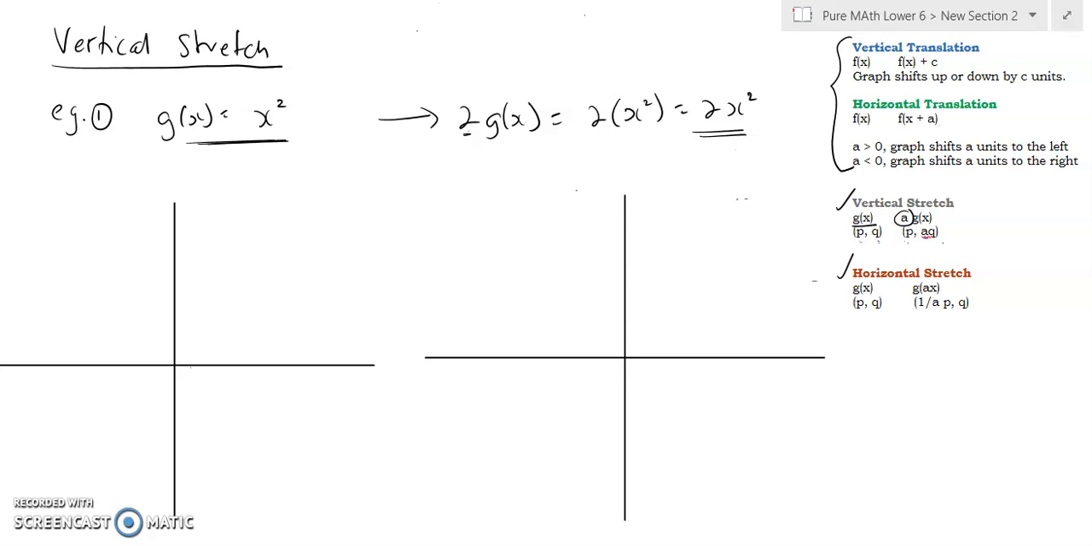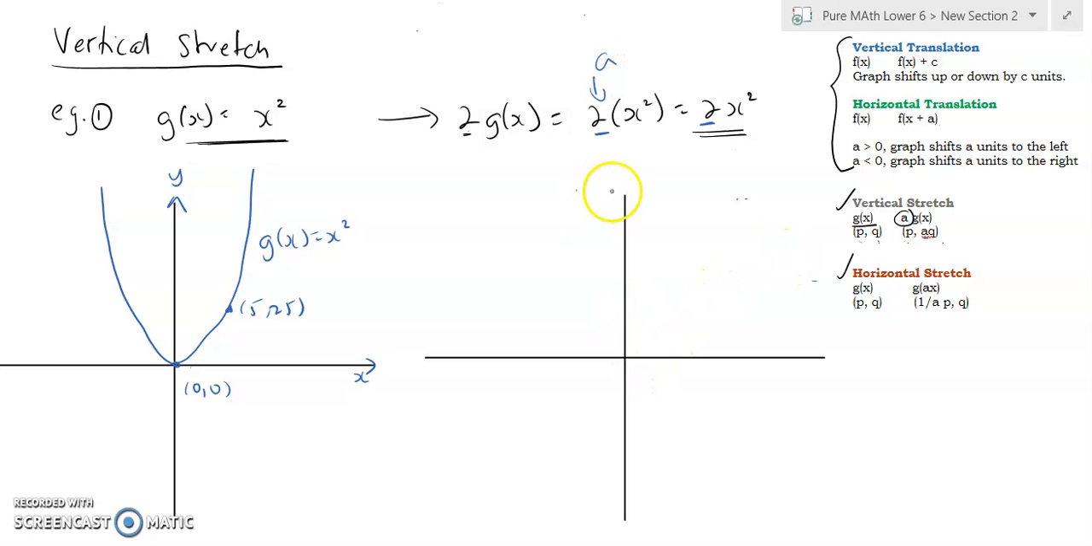So my original graph would kind of look like this, right? This line, the y-axis, would be the symmetrical line for it. So this is g of x equal to x squared. Right? So I'll have many points here, (0, 0), (5, 25), etc. Now, if I were to stretch this vertically by a factor of 2, that's because my a is now 2, this curve now becomes this one.